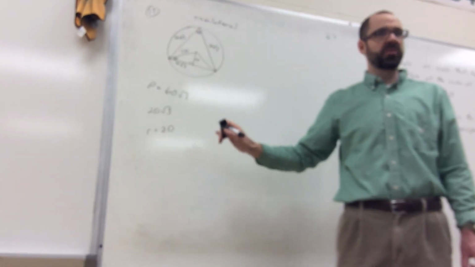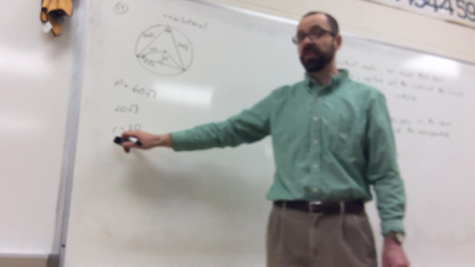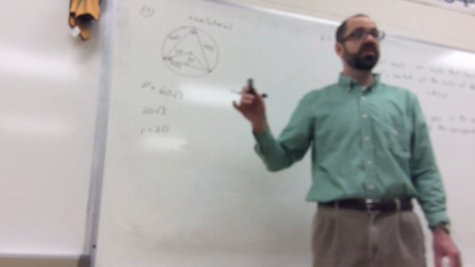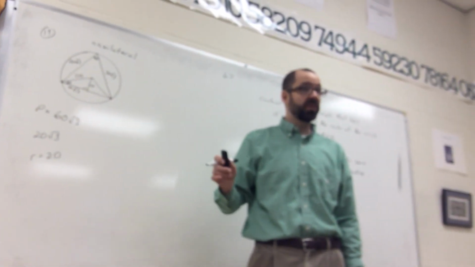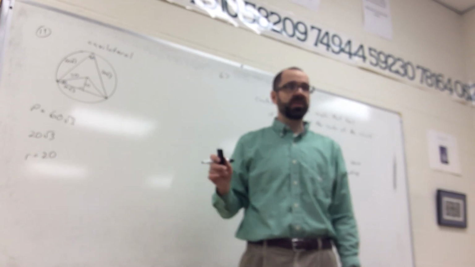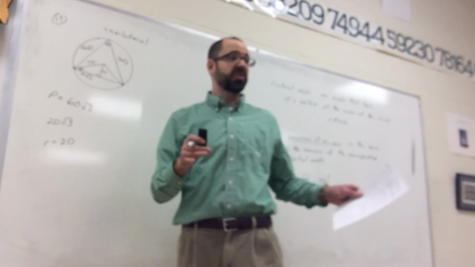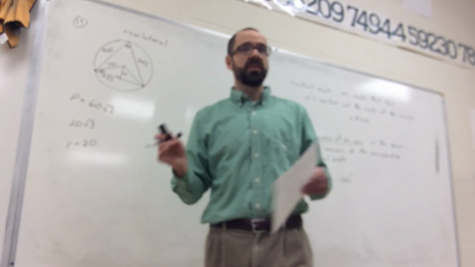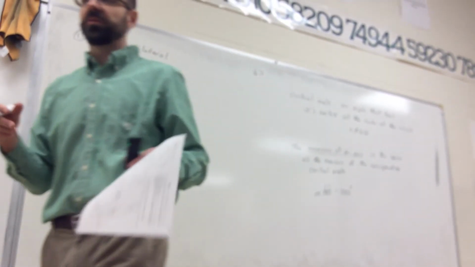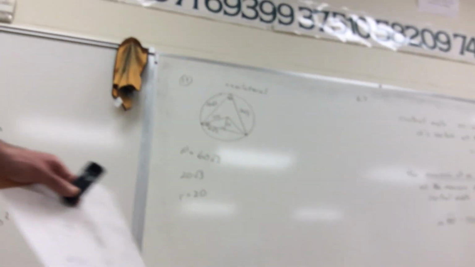And then you can finish that one on your own now that I know that R is 20. Just take 2 times pi times R to get the circumference, and pi R squared to get the area. Okay, so last unit was about triangles, and then this unit is about circles. That's why we had so much circle vocabulary today.